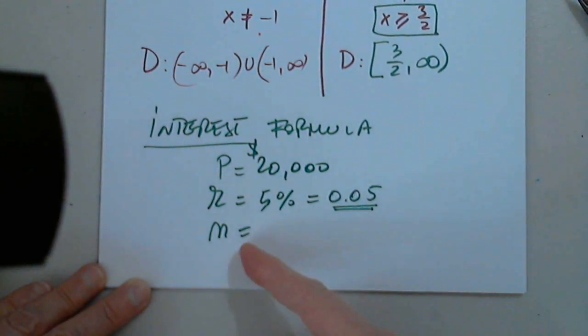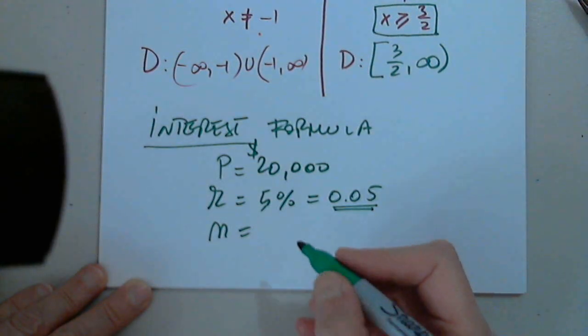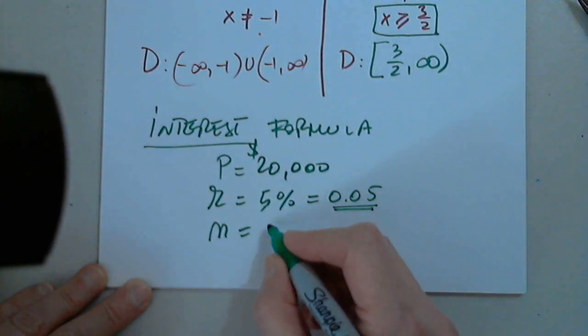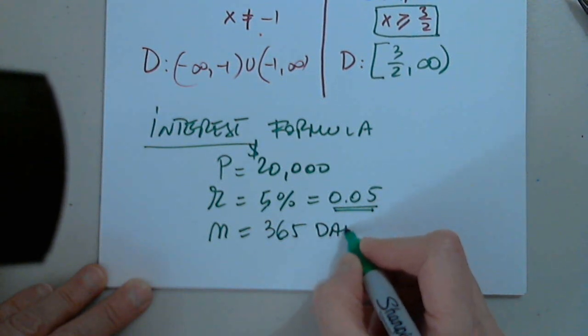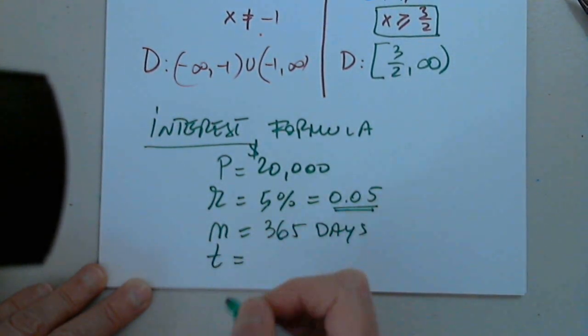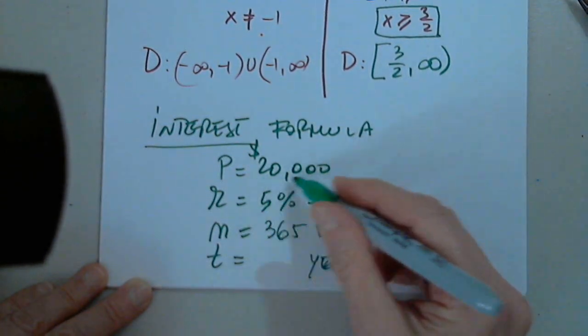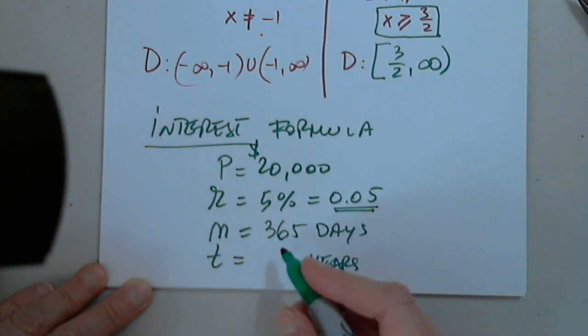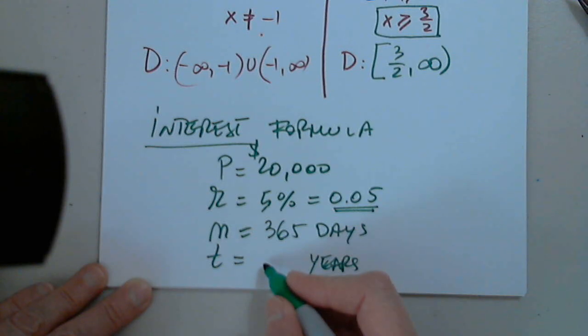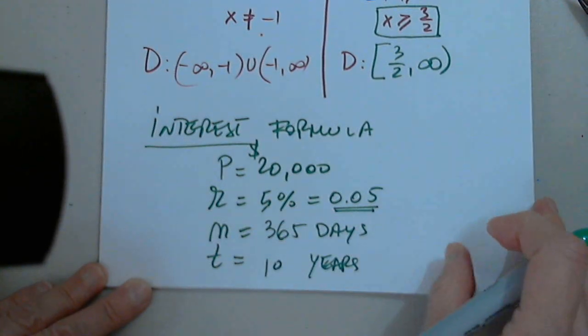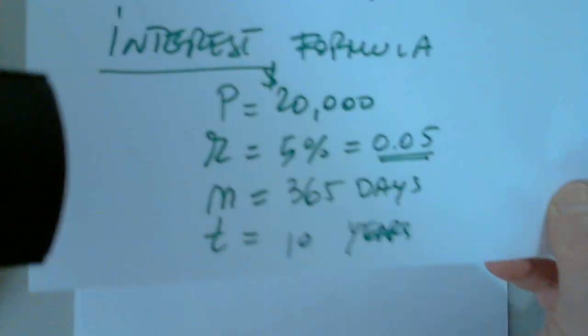Awesome. And how many times do you want to compound? You want it daily, monthly, quarterly? How many times do you want to compound the interest per year? Daily. So this is 365 days. And T, number of years. So you want to deposit the 20,000 for how many years? 10 years. Excellent.